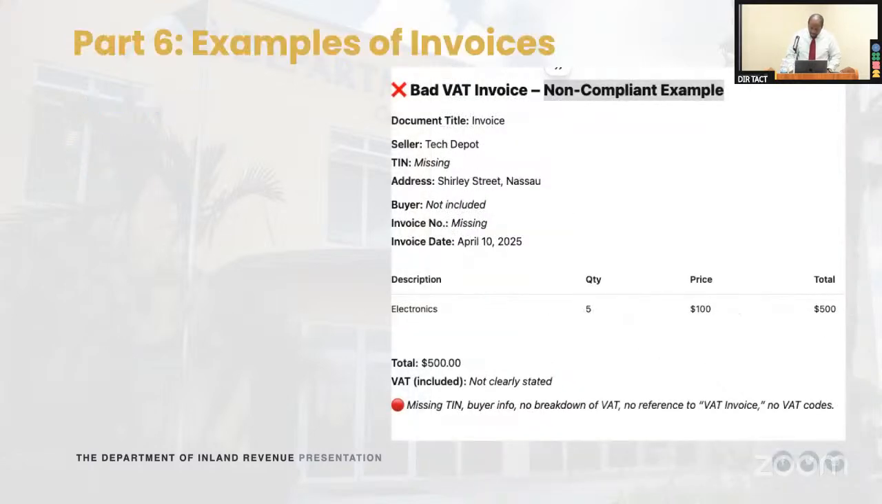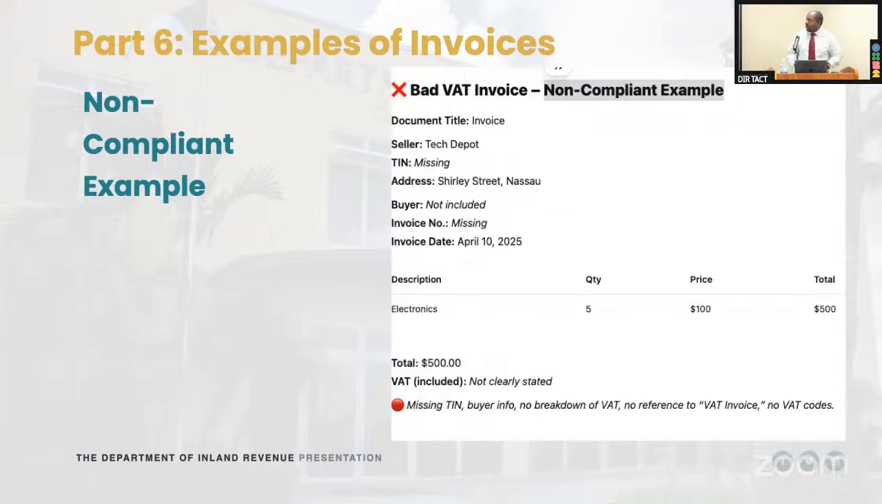Okay, so let's look at a not so compliant invoice. First thing you see is just invoice. You aren't sure if it's a VAT invoice or not, you just see invoice. The name of the seller, what's missing?